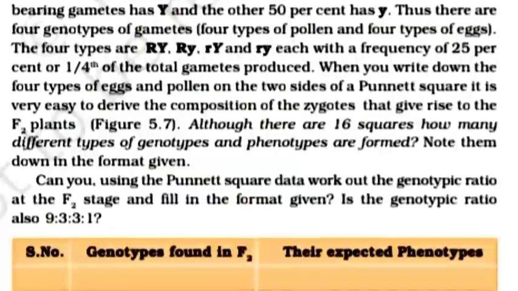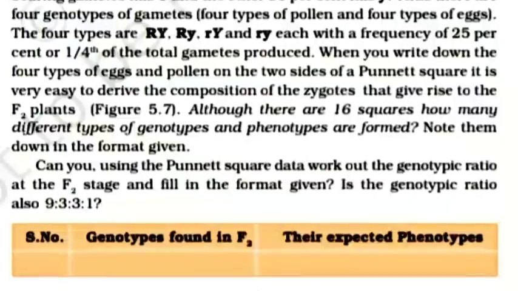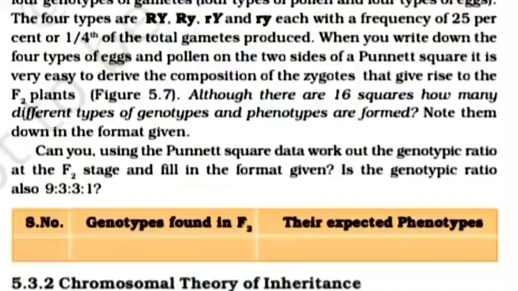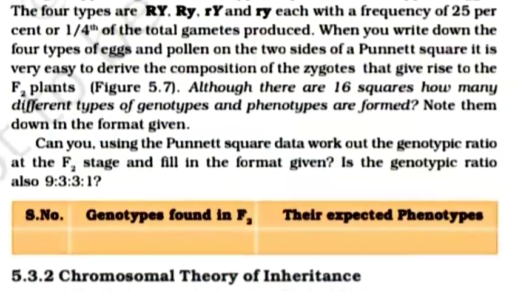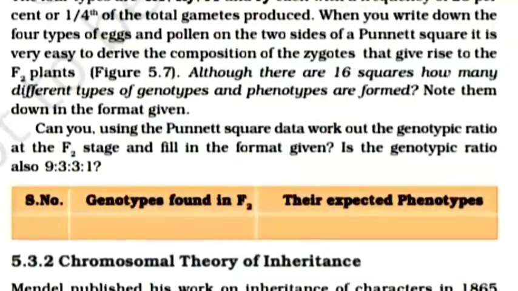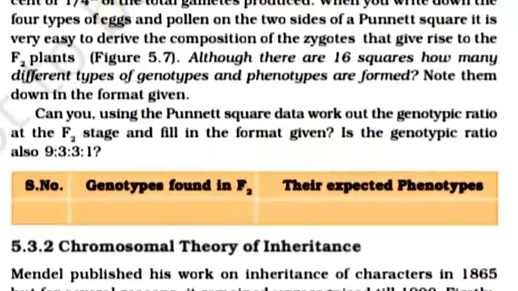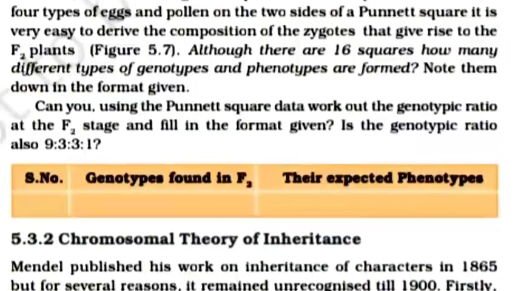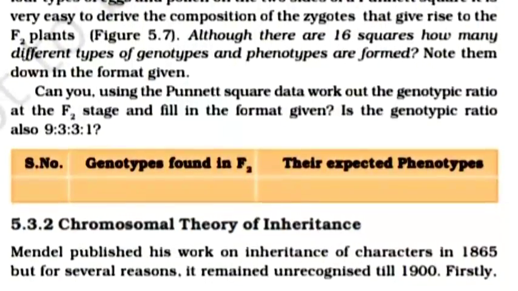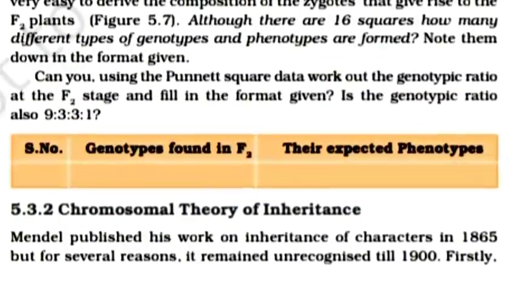When you write down the four types of eggs and pollen on the two sides of the Punnett square, it is very easy to derive the composition of the zygotes that give rise to the F2 plants. Although there are 16 squares, how many different types of genotypes and phenotypes are formed? Note them down in the format given. Can you, using the Punnett square data, work out the genotypic ratio at the F2 stage and fill in the format given? Is the genotypic ratio also 9:3:3:1?